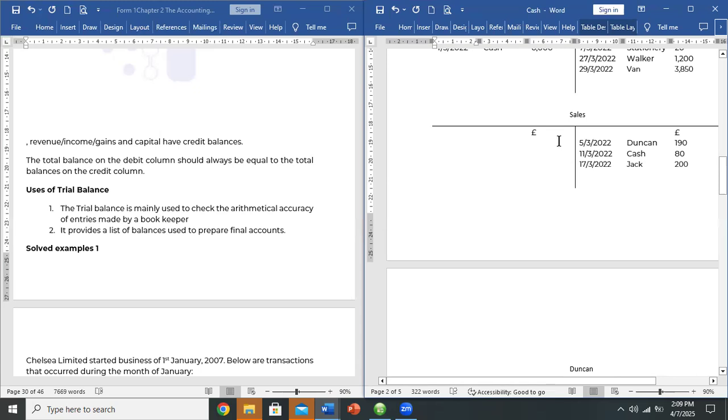So the 470 is what you put here as your balance carry down using the closing date 31st March 2022. Then this time you have to put in the total 470, right? On both sides, 470, and underline it.